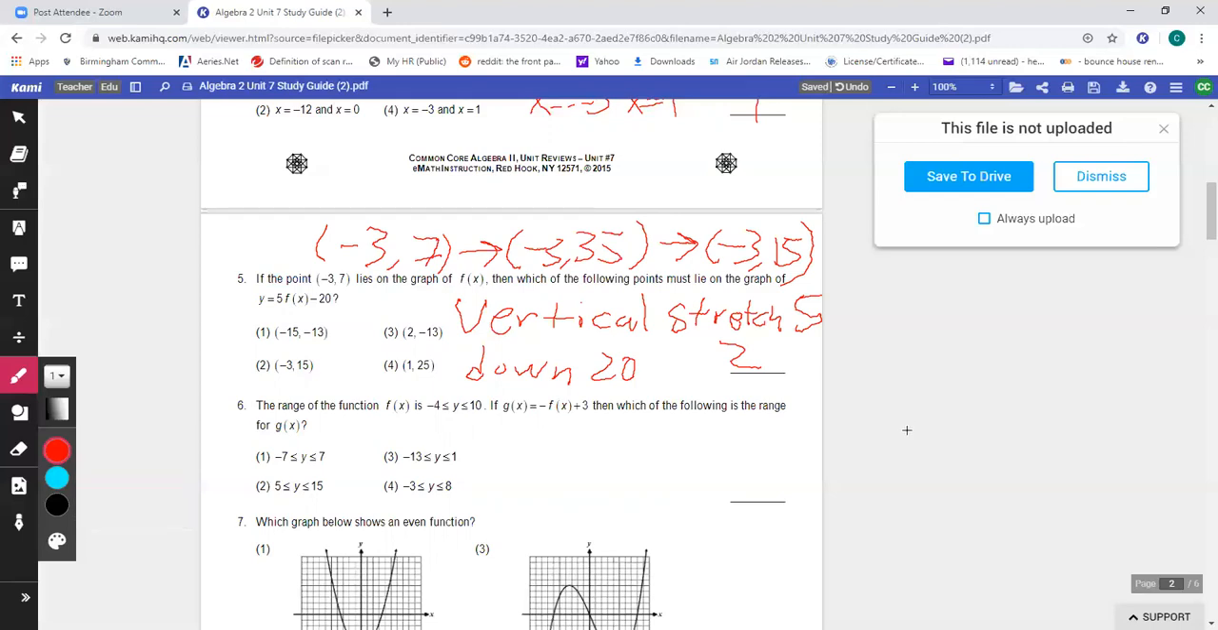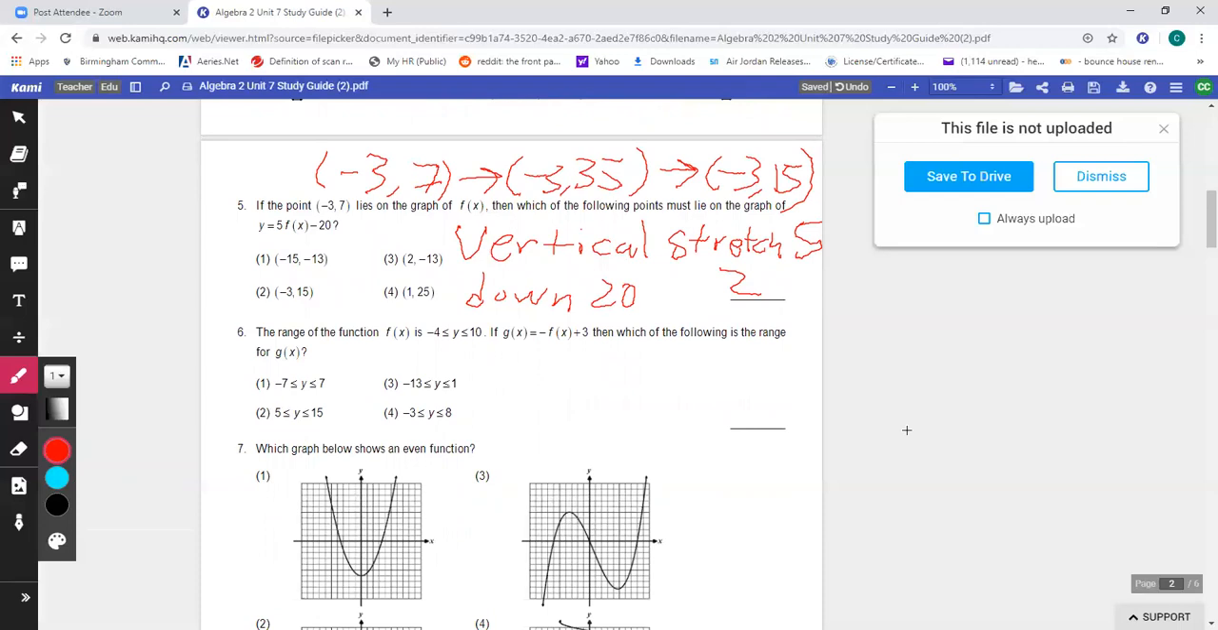Number 6, the range of the function is -4 to 10. If this is my transformation, which of the following is the range for g of x? So remember here that this is going to be a reflection across the x-axis. How do you know it's the x-axis? Because the negative is on the outside. And remember, f of x stands for y. So if you're changing the sign of y, think of it graphically. You're going across the x-axis. And then you're going up 3.